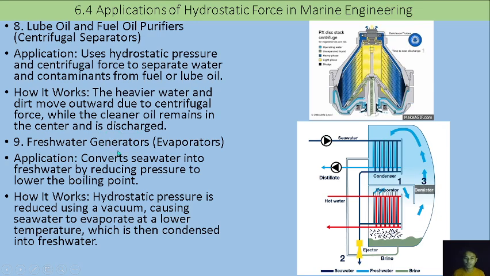Number 9, we have the freshwater generator or evaporator, vacuum type, vacuum distillation. This application converts seawater into freshwater by reducing pressure to lower the boiling point. We have to use vacuum pressure in this one to lower the boiling point, which is usually around 40 to 45 degrees. You can already create an evaporation of water. Hydrostatic pressure is reduced using a vacuum, causing seawater to evaporate at a lower temperature, which is then condensed into fresh water and can be used on board ship.